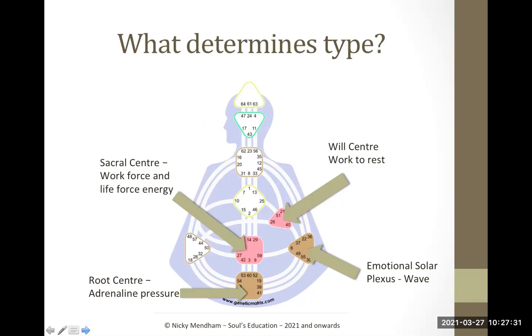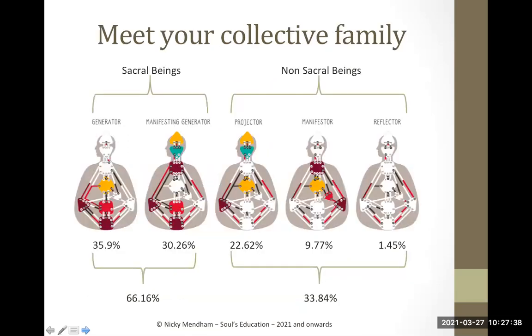So depending on which one of these you actually have defined will determine what your type is. So this is our collective family, and it's really important to learn about all of the types. So you might have just found out that you're a generator, or you might have found out that you're a projector. Now, it's really important that first and foremost you look at which type you are and have a study of that.